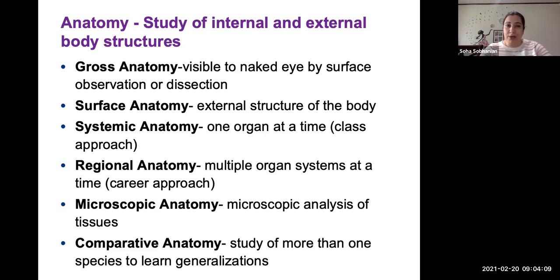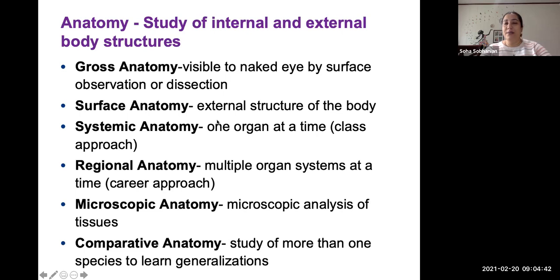Opposite of macroscopic, opposite of gross anatomy, is microscopic. As the word microscopic implies, you should automatically think about microscopes, right? Which means something super small that can only be visible under the microscope. So that's microscopic anatomy, which is basically analysis of things like tissues and cells, things that are not visible with the naked eye.